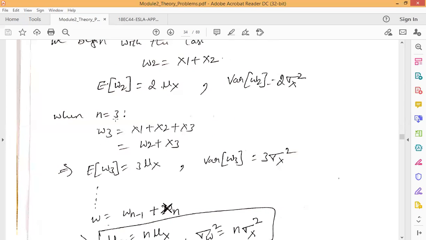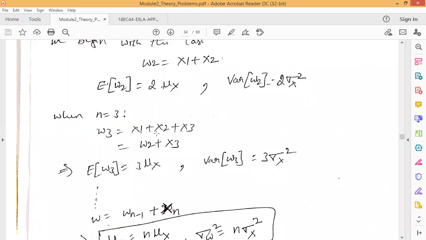That is when you consider n is equal to 3. So here we can write the new observation W3 as x1 plus x2 plus x3. But as we have already seen, x1 plus x2 is nothing but W2. So we can write W3 as W2 plus x3.